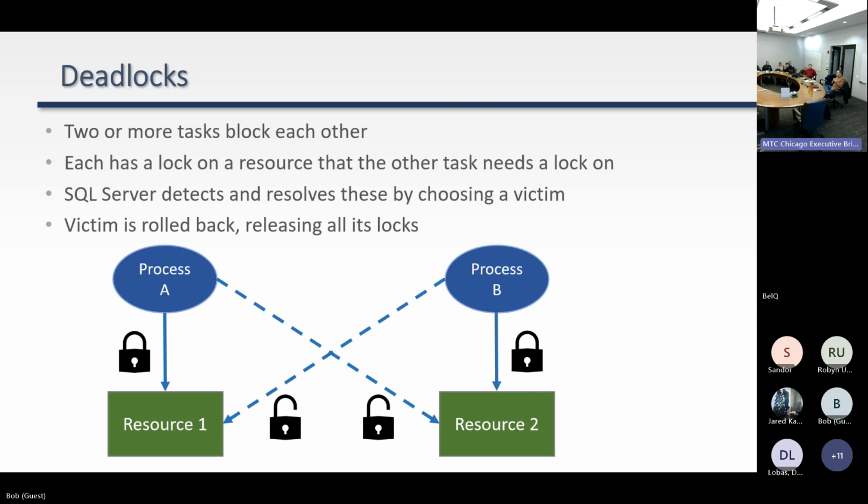It will choose a victim out of all the processes in the chain. Usually it will try to choose the one that has completed the least amount of work. And then once that victim has been killed, it will release its locks, and the other processes should be able to proceed.